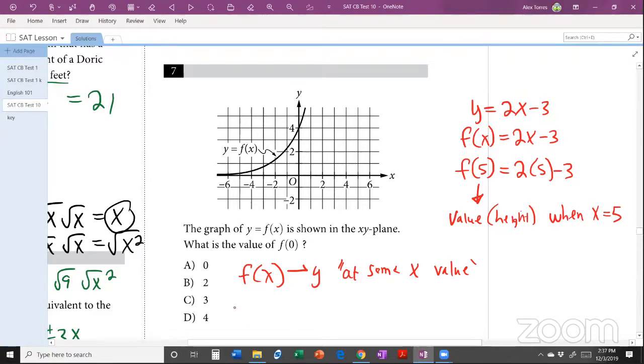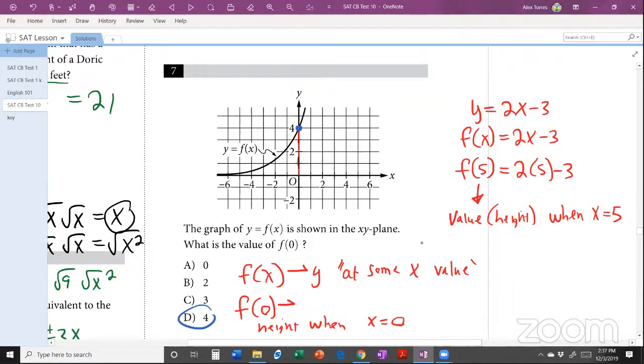So here in our example, f of 0, they're asking us what's the height of this f function when x equals 0. And so we can just look and see, okay, well, x is 0 anywhere along this line. This is a line of all the points where the x value is 0. And so the height of the function when x is 0 is 4. And so the answer is going to be D for number 7.